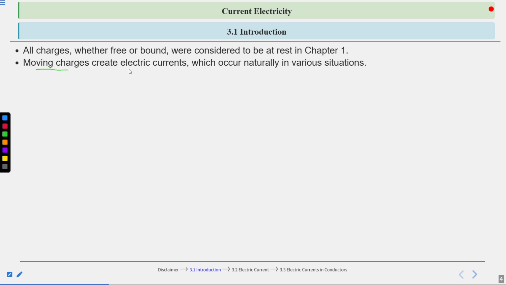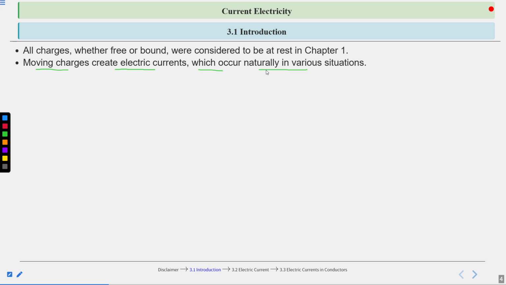So moving charges create electric currents, which occur naturally in various situations. Moving charges produce electric currents, and in nature, in our households, almost every electric device, every electronic device around us is working with the help of electric current. Even the things that are working with the help of batteries or cells, like our clock, wristwatch, torch, or some toys that are working on batteries or cells, are also working on electric currents, but the amount of electric current is small in this case.